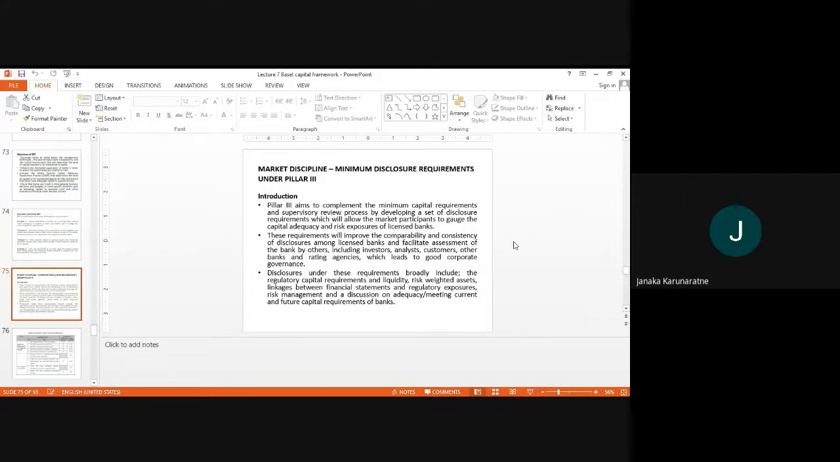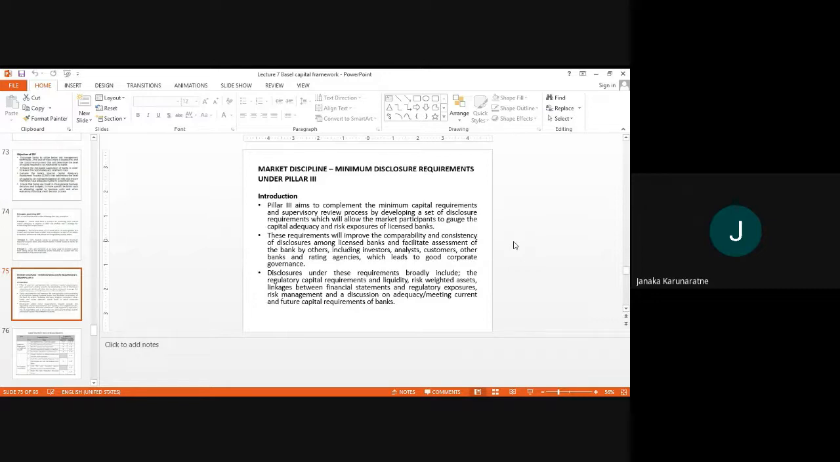And these requirements will improve the comparability and consistency of disclosures among licensed banks and facilitate assessment of the bank by others, including investors, analysts, customers, other banks, and rating agencies, which leads to good corporate governance. So the disclosures under these requirements broadly include the regulatory capital requirements and liquidity risk, risk-weighted assets, linkages between financial statements and regulatory exposures, risk management, and a discussion on adequacy in meeting current and future capital requirements. So basically, as I mentioned, the idea of Pillar 3 is to give a broad understanding about the capital adequacy and the risk exposures of licensed banks to the stakeholders, including investors, analysts, customers, rating agencies.